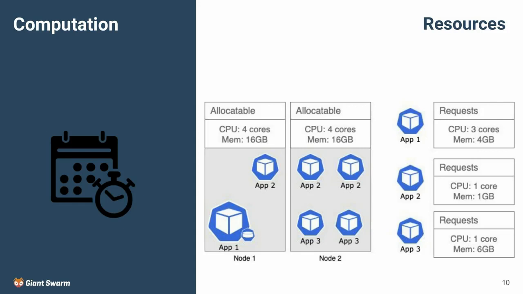And in the scenario of node 2, we see instead that app 2 and app 3 are filling mostly all the resources of the node. So ideally, that's the scenario that we would like to reach, right? So trying to use as much as possible of the allocatable resources on our nodes.